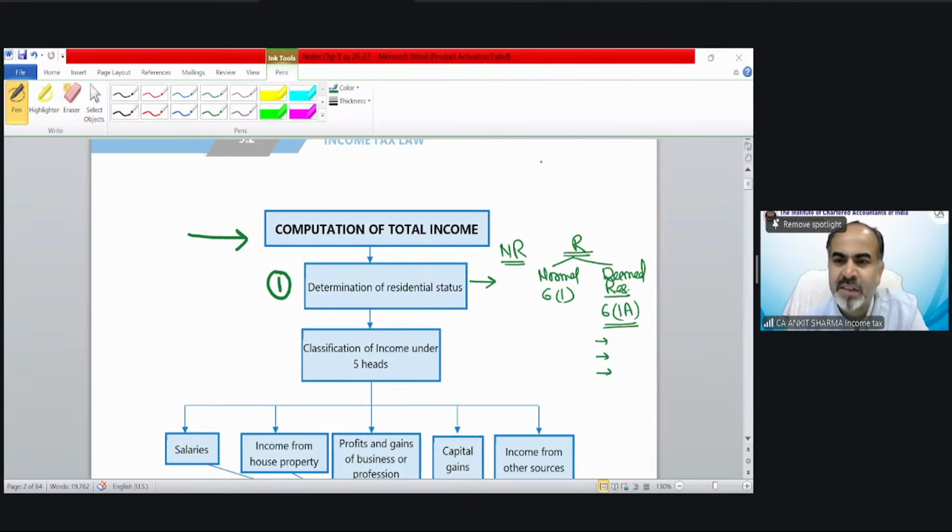Amar is saying stay for 182 days. Amar, for deemed resident, it's not required. We are talking about deemed resident, section 6(1A). For section 6(1A), there is no requirement of even staying for 1 day in India. Not required. So there are some other conditions I am talking about.